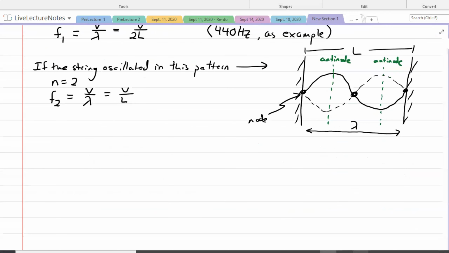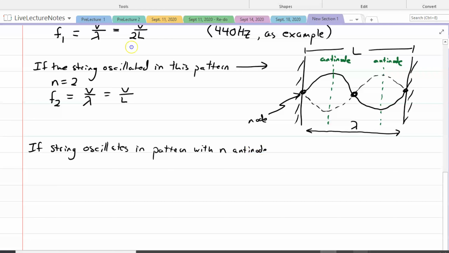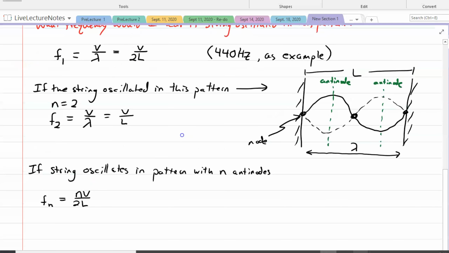So if the string oscillates in the pattern with n antinodes, the frequency that you would hear, f_n, turns out to be n v divided by 2L. Okay, and you can check that that agrees with these here. If n is equal to 1, I get this formula. If n is equal to 2, I get this formula.